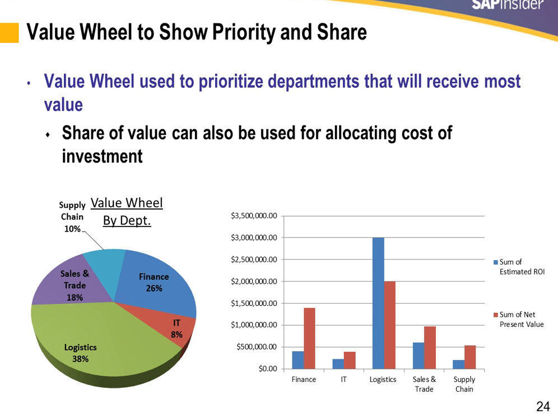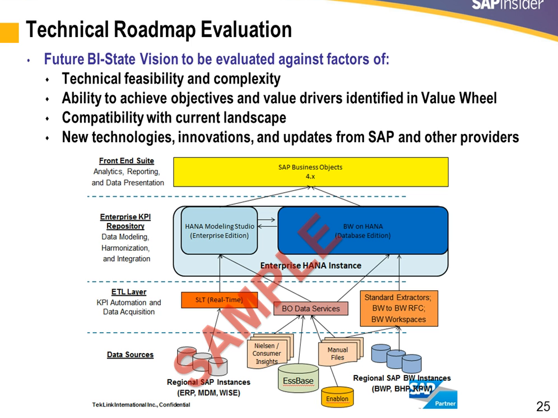And now I think this is all going to be part of one deck, but I need to move over to the other one you gave me for the purposes of today's discussion. You wanted to talk briefly, I think, about technical roadmap evaluation. Yeah, absolutely. Now we're at the point where you've built a value wheel, you can start to see the different areas where you're going to get the most return on your investment, all the different value drivers that HANA will address. And from there, you want to start to plot it out.